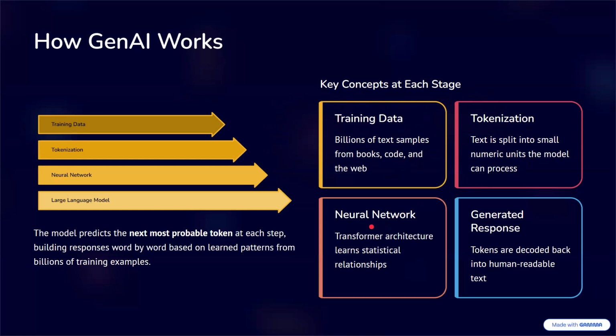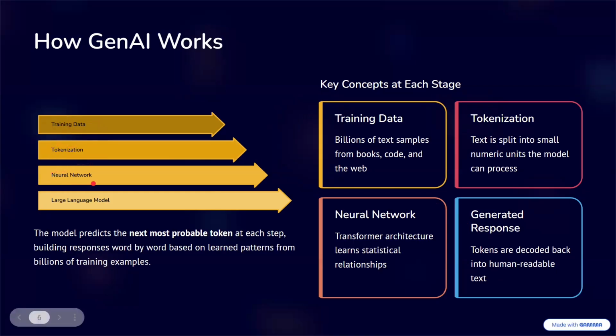Then it comes to the neural network. And what does the neural network do? The transformer architecture learns statistical relationships, then generates the response. Then tokens are decoded back and human readable text is generated. So first what comes? Training data from billions of books and other things. And tokenization splits it into small chunks.